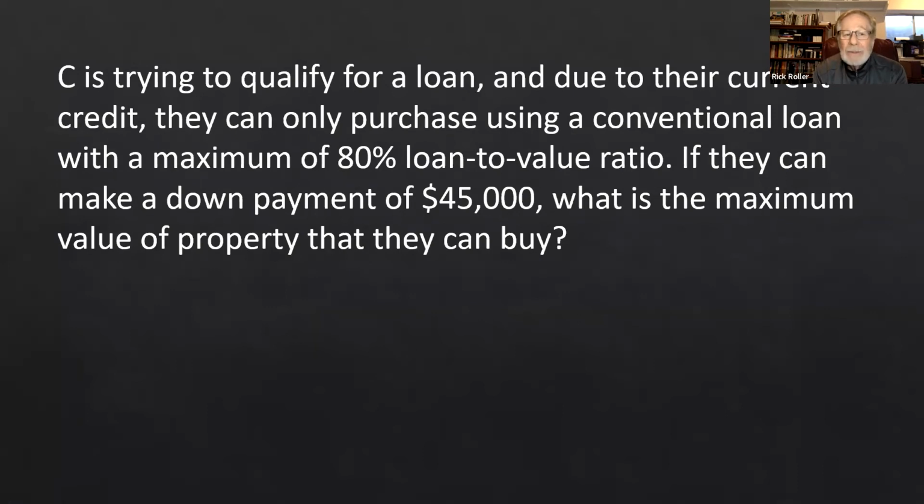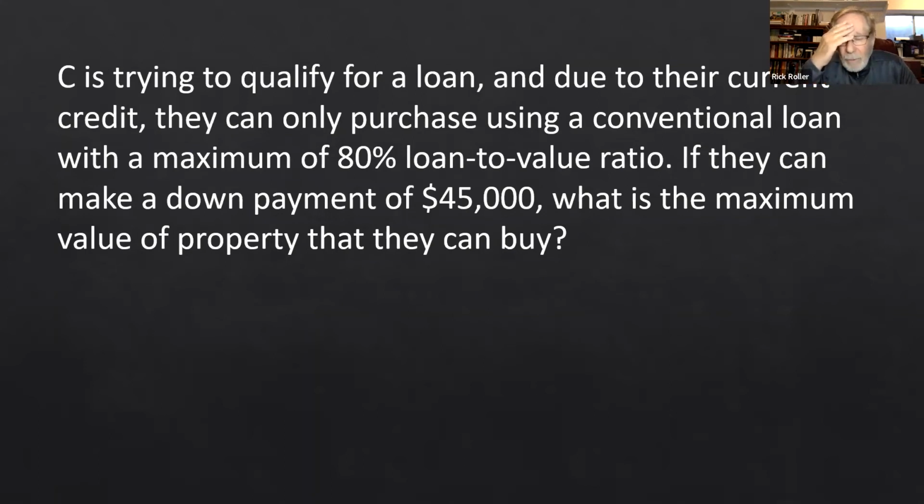C wants to get a loan, and he's trying to qualify, and due to their current credit, they can only purchase using a conventional loan with a maximum of 80% loan to value ratio. A lot of conventional loans have an 80% loan to value ratio, at least if you want to avoid PMI. That's pretty common, but they can make a down payment of $45,000. They have that saved, or maybe it was the proceeds of another house or other property they own, or maybe they just did really good in the stock market. I don't know. But what's the maximum value of the property that they can buy?